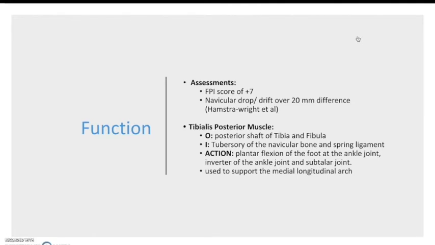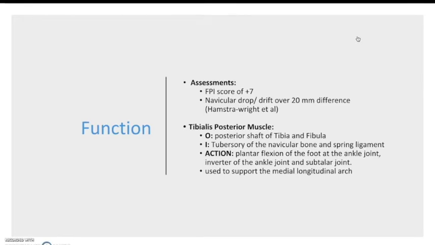And secondly, his navicular drop and drift is over 20 millimeters, which is 10 millimeters above the normal range. Hamstra, Wright, and others showed that a greater navicular drop was most common in groups with MTSS. Both these results are influenced by the tibialis posterior muscle.